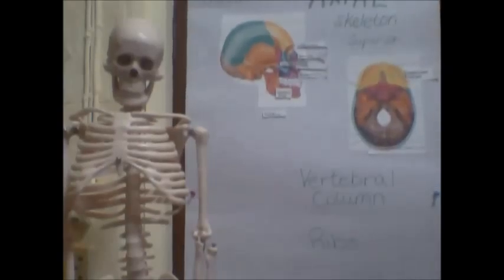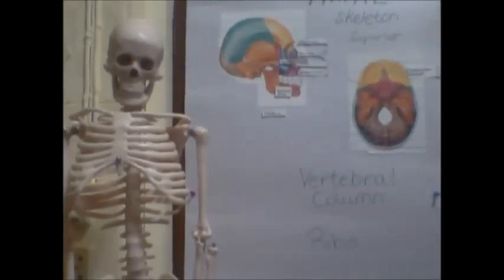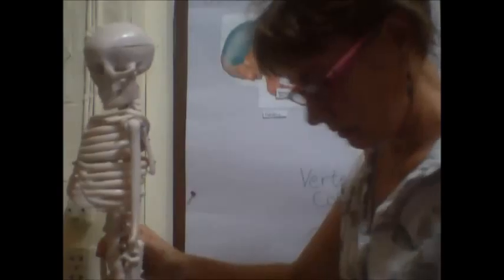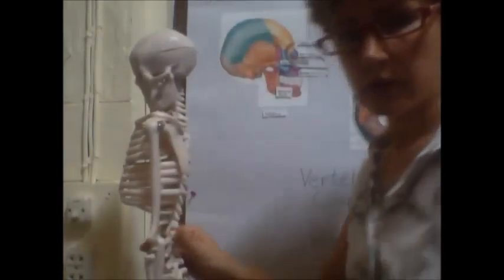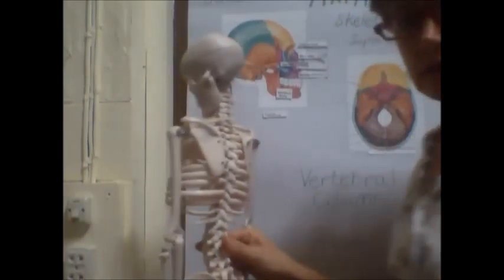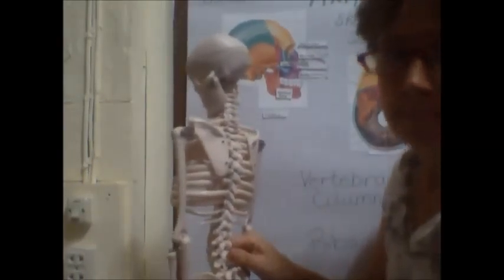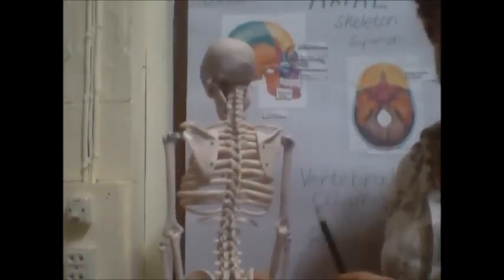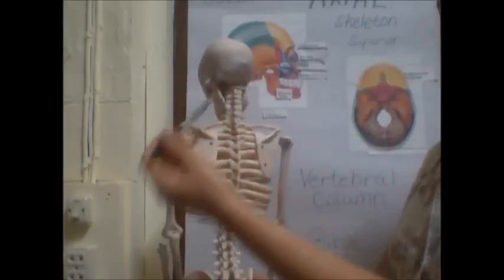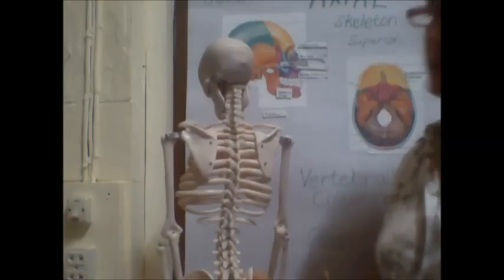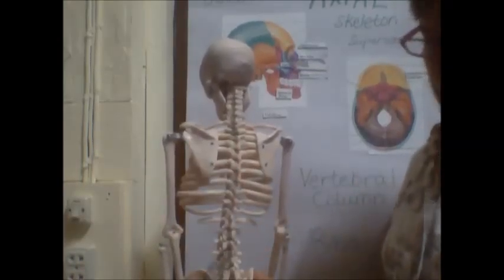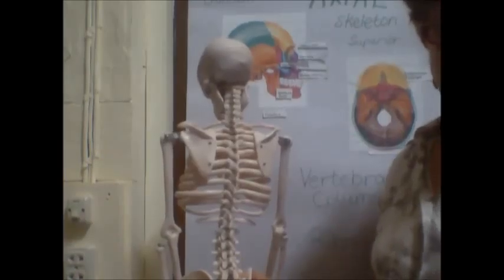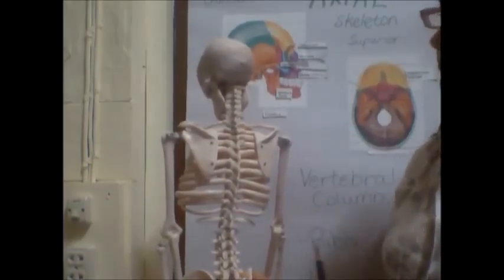Now we're going to move on to the vertebral column, and we will use our little man. Just move him closer. Now you can see his spine, and we have two primary vertebrae sections, being the thoracic and the sacral area. The two secondary sections of the vertebra would be the cervical and the lumbar.